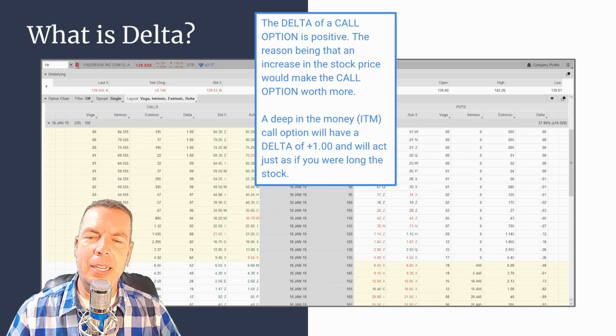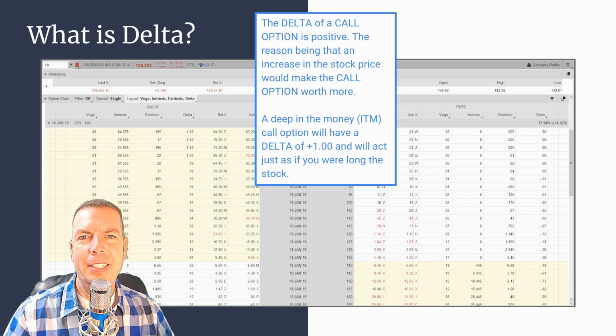So think about it in these terms. If you bought a call option, you're expecting that stock to increase in value. So any movement of the stock price moving up or increasing in value is going to positively affect your call option. So a deep in the money call option will have a delta of 1 and will act just as if you were long the stock.